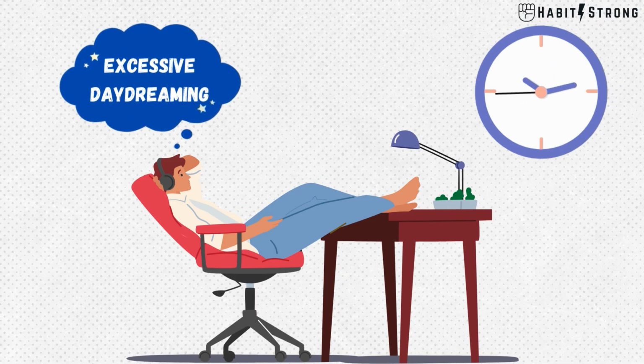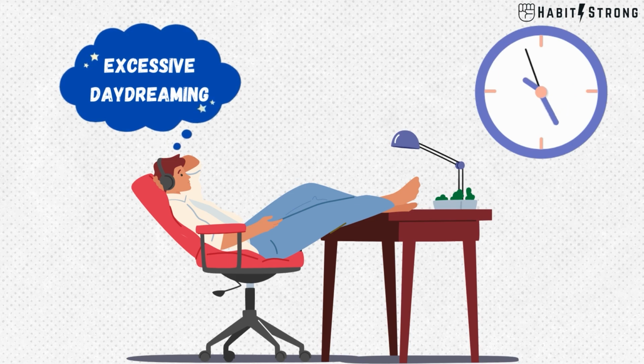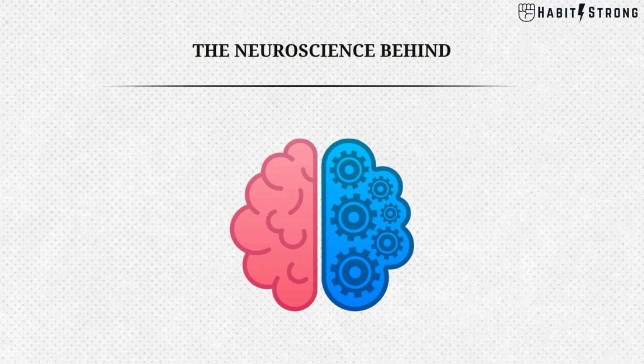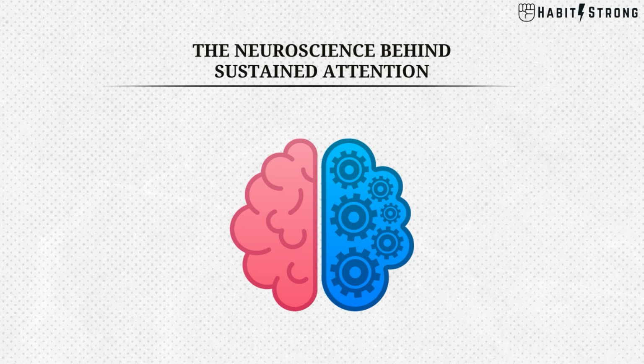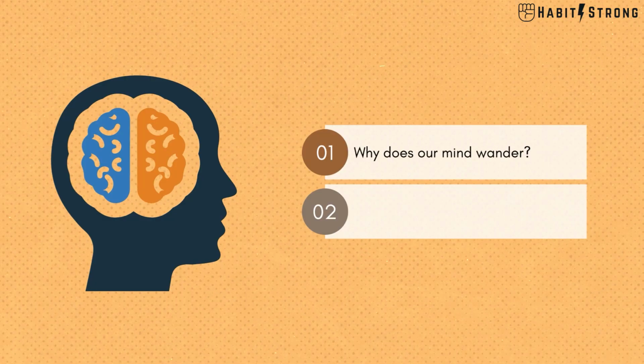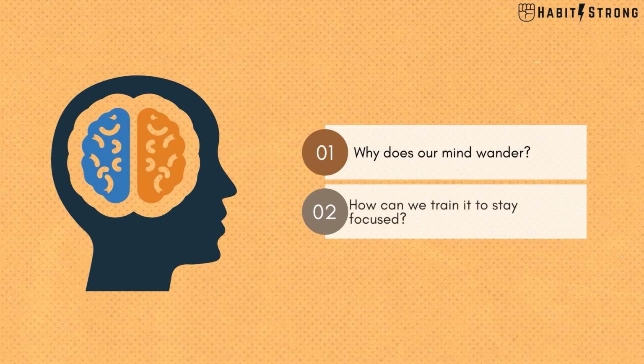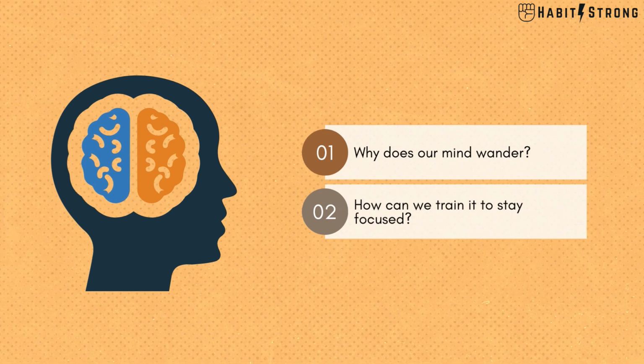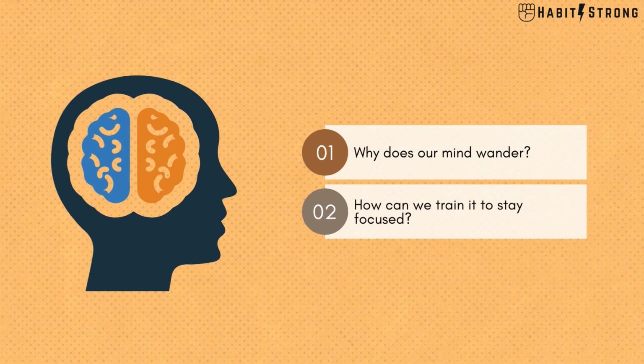Mind wandering and daydreaming are perfectly natural. They happen to all of us. But sometimes we can have excessive daydreaming, and that can become a problem. So, if you have faced that problem, then watch this video because here I'm going to explain to you the neuroscience behind sustained attention. So, why does our mind wander? And then I'll also talk about how we can train it to stay with the object to be more focused.